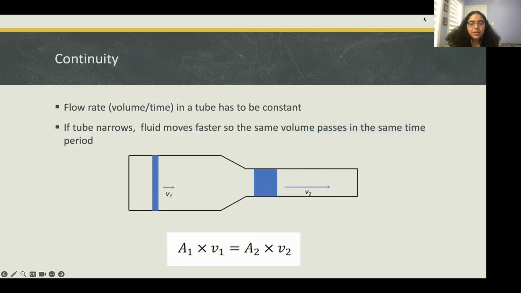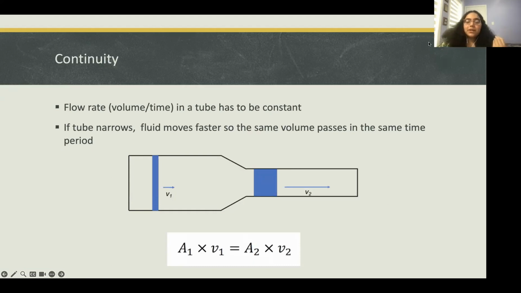Another equation, this one you've probably seen in physics, is continuity. And it's just that your area times velocity is going to be consistent at any point. And that's because if you multiply area and velocity, that gives you your flow rate. And so that has to be constant. If you're flowing a certain amount in a tube, the same amount has to be coming out. You're not losing anything in the process.